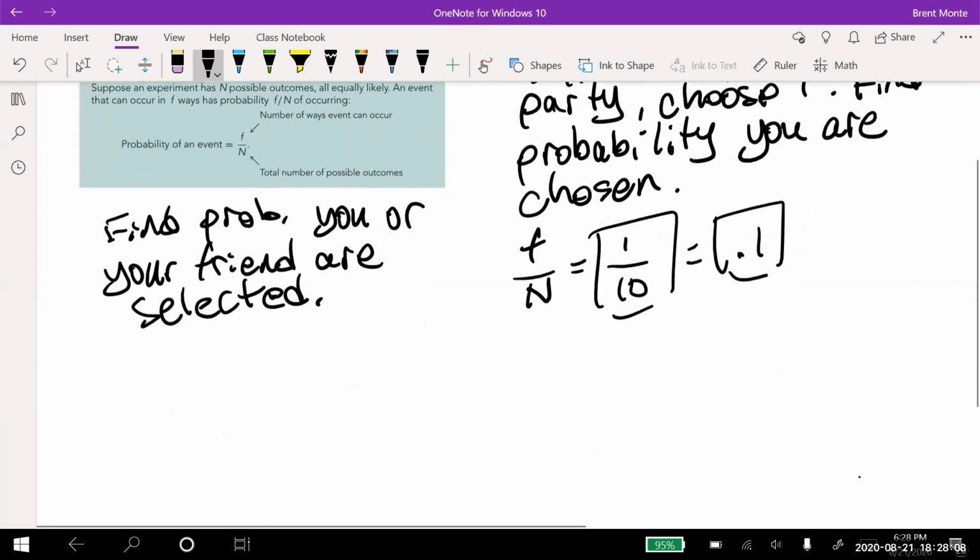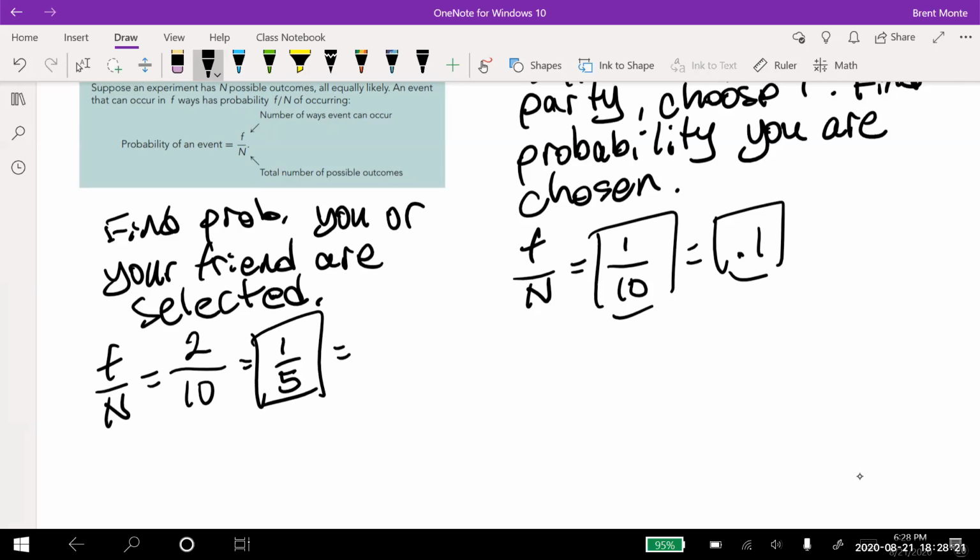Again, we just go to the F over N rule. There's still 10 people at the party. Everybody's equally likely to be selected, and there's 2 of you. So now it's 2 out of 10. We could reduce that to 1 out of 5, or we could call that 0.2. And so it's just the same formula. It's a real basic, quick formula, and we're going to use this formula a lot.